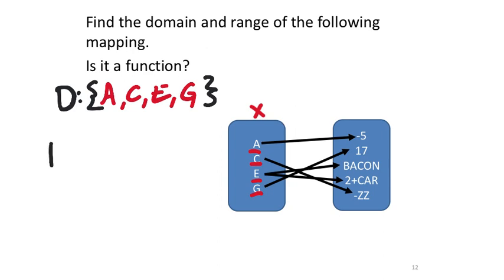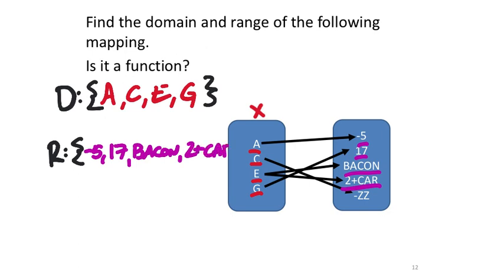How about our range on this one? The range is a little bit bigger, but the first value I see is -5 and then 17, so I'll list these -5 and 17 like this. And then the next one, bacon. Oh, I do like bacon. And then the next one, 2 plus car. I don't know what that means, but there it is. And then finally, -ZZ, but not ZZ Top. So -ZZ. Now I can close off these brackets. A little sloppy in here, but hopefully that's okay.